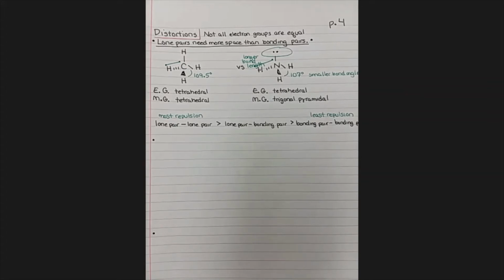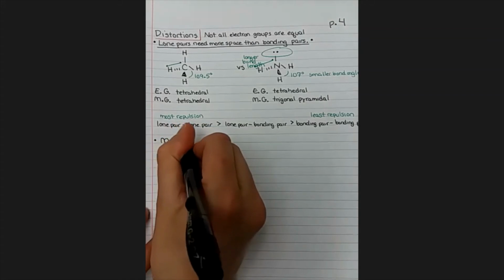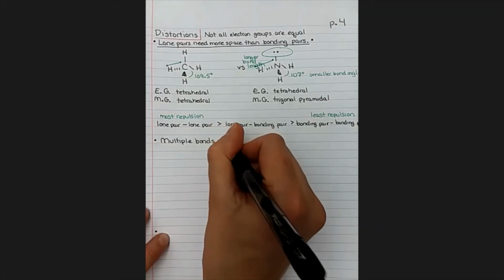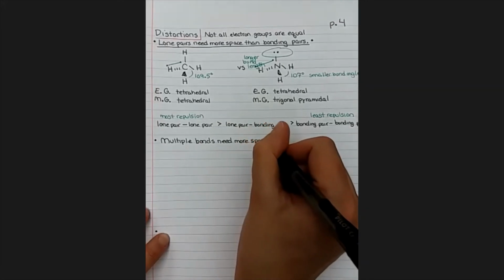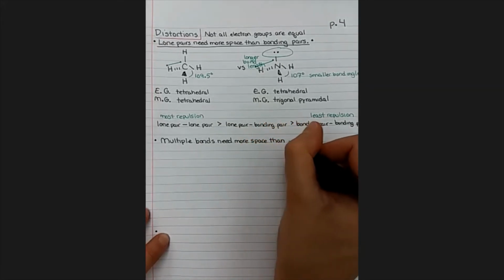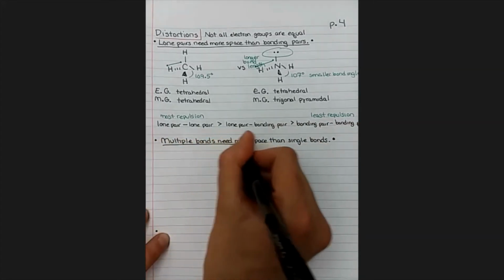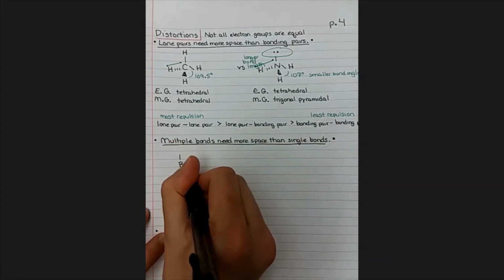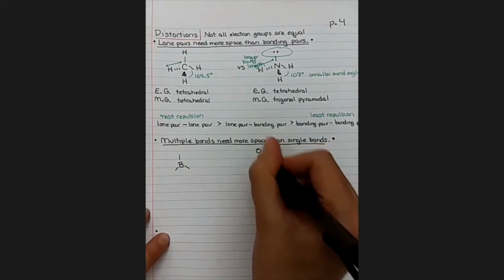So lone pairs need a lot of space. There's something else that needs a lot of space, and that is multiple bonds. Double bonds and triple bonds need more space than single bonds. And if we think about it, that makes more sense, right? Multiple bonds have more than 2 electrons in them, unlike a single bond, which only has 2.